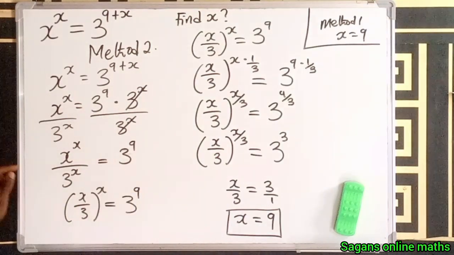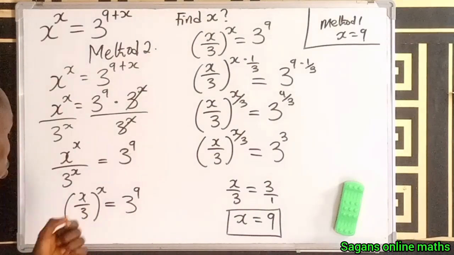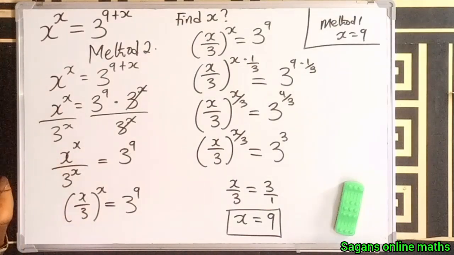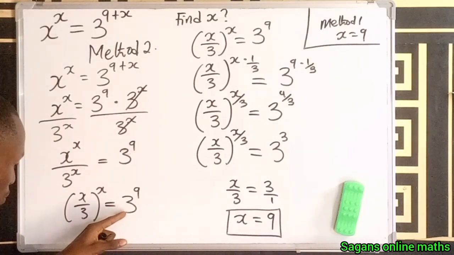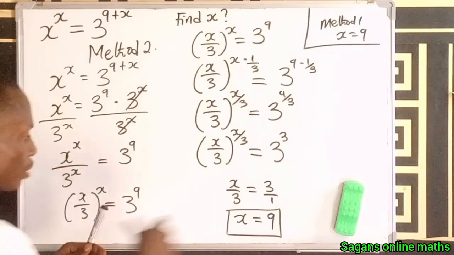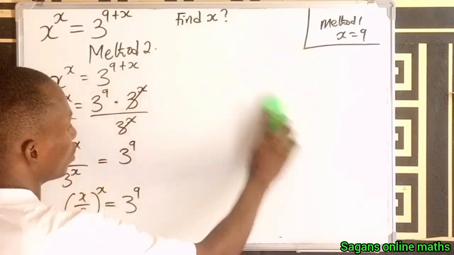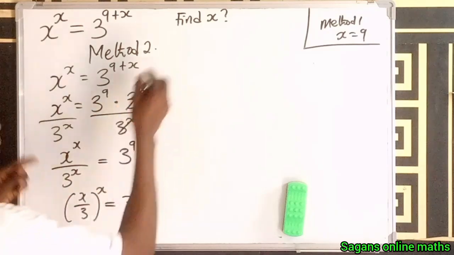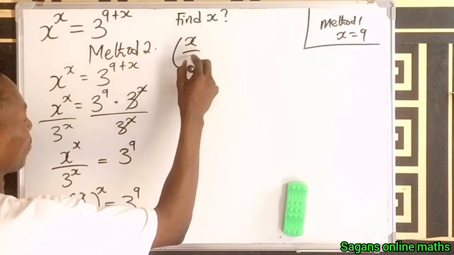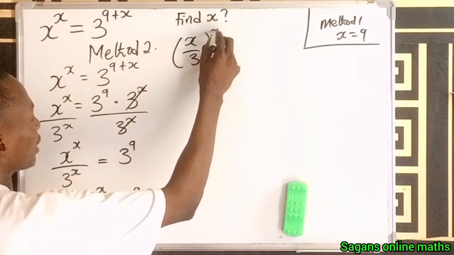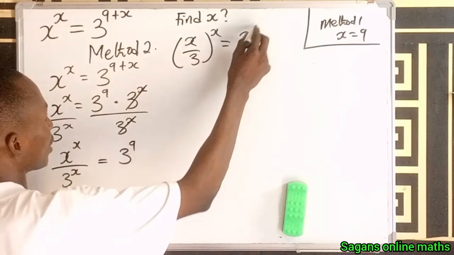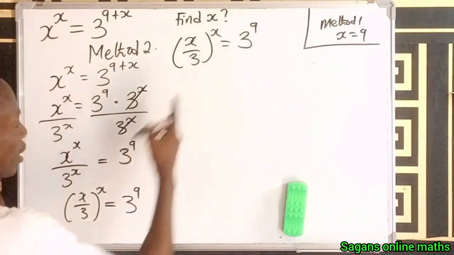At this point, what are we going to do here? Because this is method 2. Now, look at the interesting thing we are going to do. We can work on this base. There's something amazing we can do here. Let me remove this from here quickly. Okay. Now, we have S divided by 3, all to the power of x, equals 3 to the power of 9. So I can work on this base.